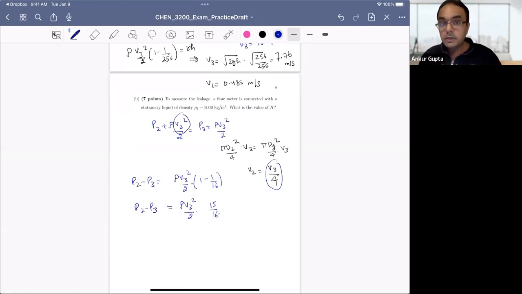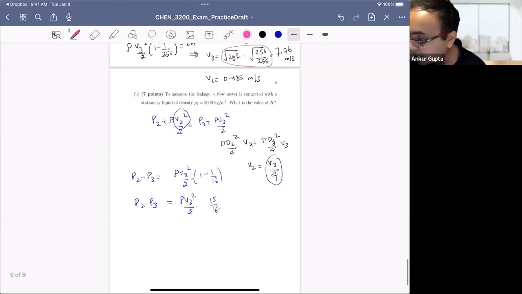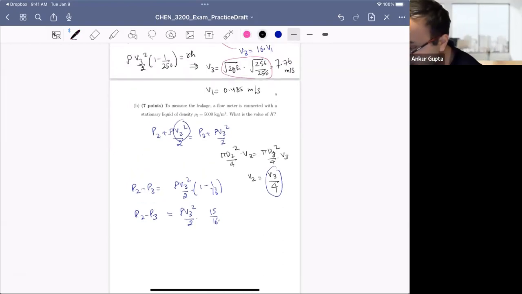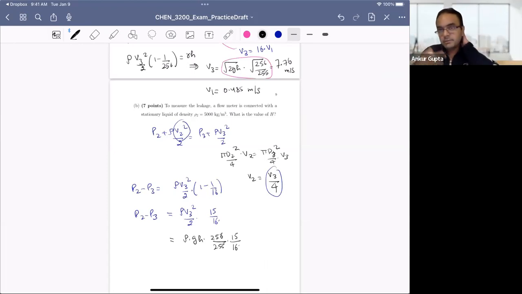Now, I do know what the V3 is in terms of, or I can also plug in the value, but sometimes this is just my style. You can choose either. I do know what is V3, so I sometimes find it easier to bring it back that way. So if I multiply that square there, I get rho times GH times 255 by 256 times 15 by 16. Okay. And the reason I sometimes like this is just to give me a feeling of the pressure and so on.